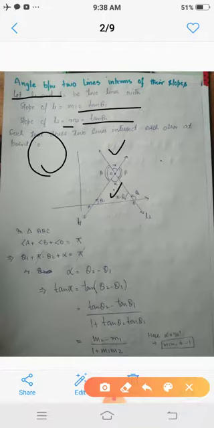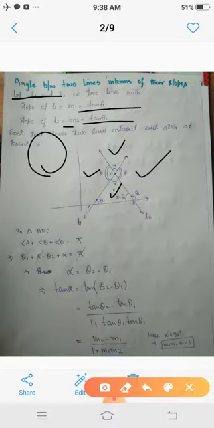Here alpha equals alpha because they are vertically opposite angles, and beta equals beta, because any two vertically opposite angles are equal. So when these two lines intersect at point O, they form two pairs of vertically opposite angles: one is alpha, the second one is beta. Now this alpha is an acute angle, while this beta is an obtuse angle.